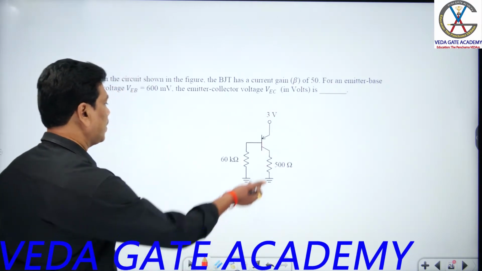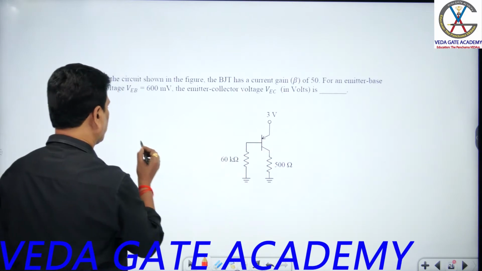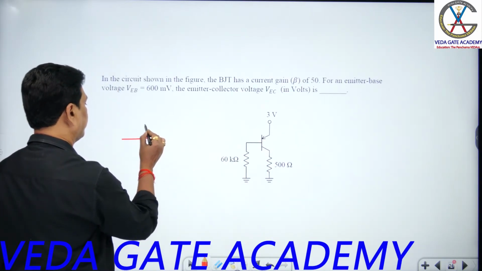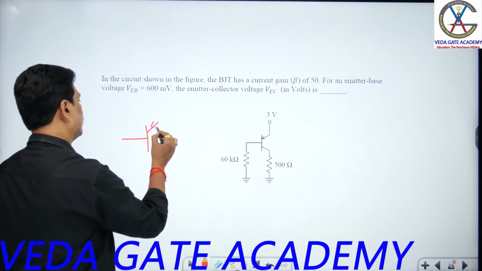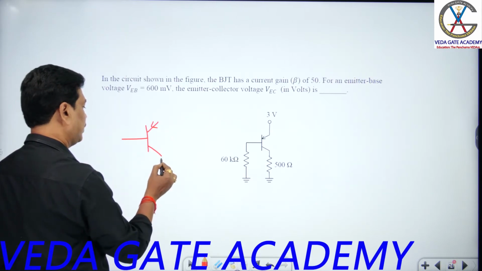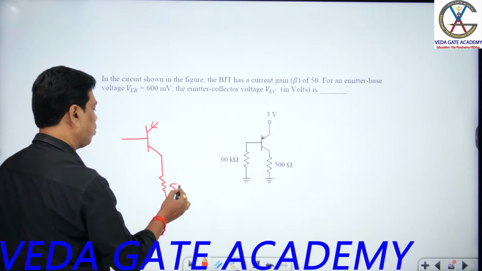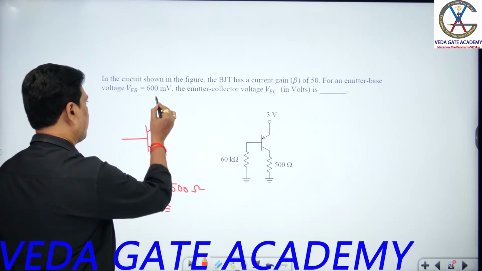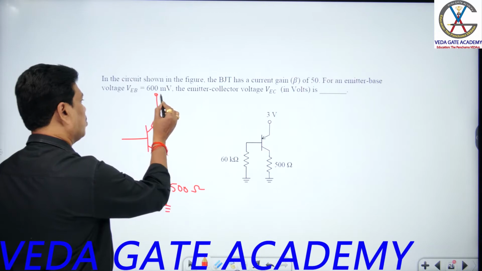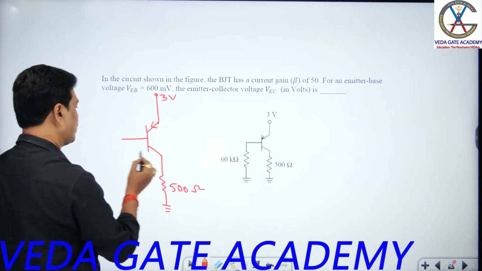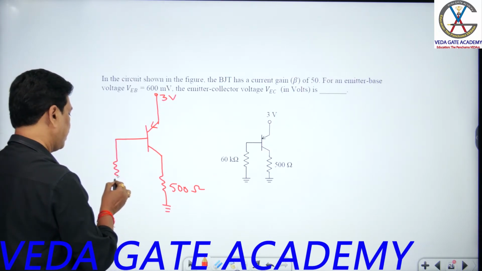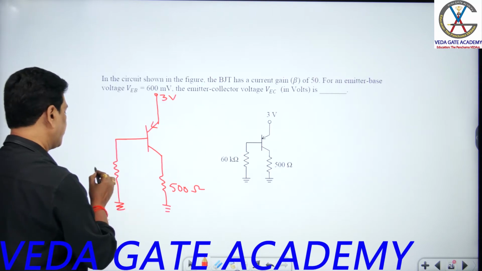Okay, so this is the transistor. It is a PNP model, students. So now I draw that figure. This is the figure given. This is 500 ohms. The supply is the emitter supply, given as 3 volts. This is 60k, students.